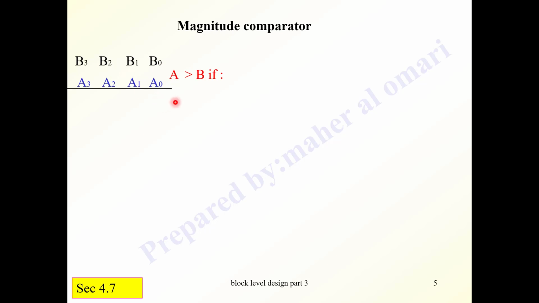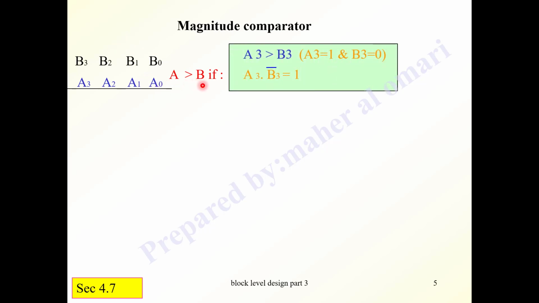And we want to design a circuit that compares these two. Okay, now, when is A greater than B? Looking here, it is greater than B if this condition applies. If A here is 1 and B here is 0, that means A is greater than B because this is the most significant bit in A. If A3 is bigger than B3, that means A is bigger than B.